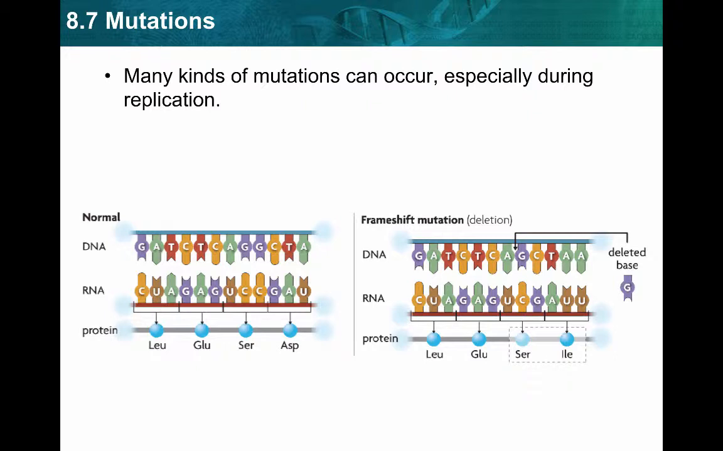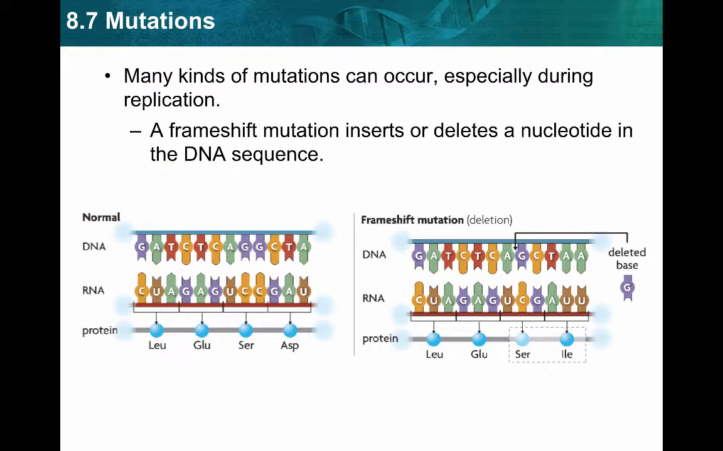So point mutations can be silent, a silent mutation, which means they don't cause a big change, like that mutation actually just put the same amino acid in, but they can also cause major change. Now you have other types, right?